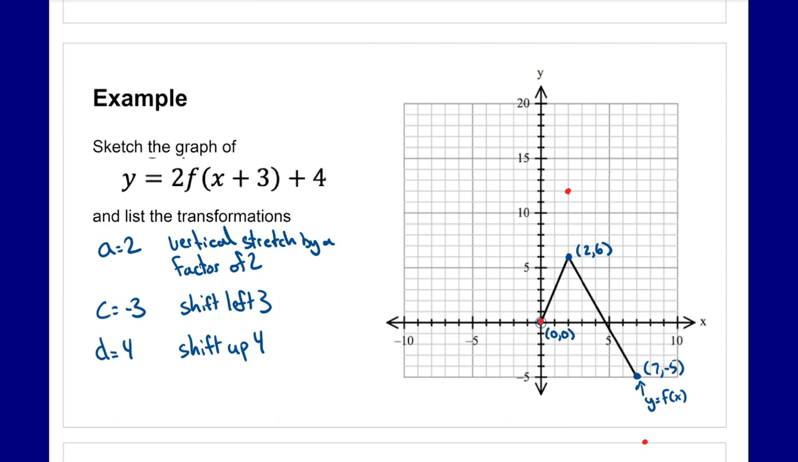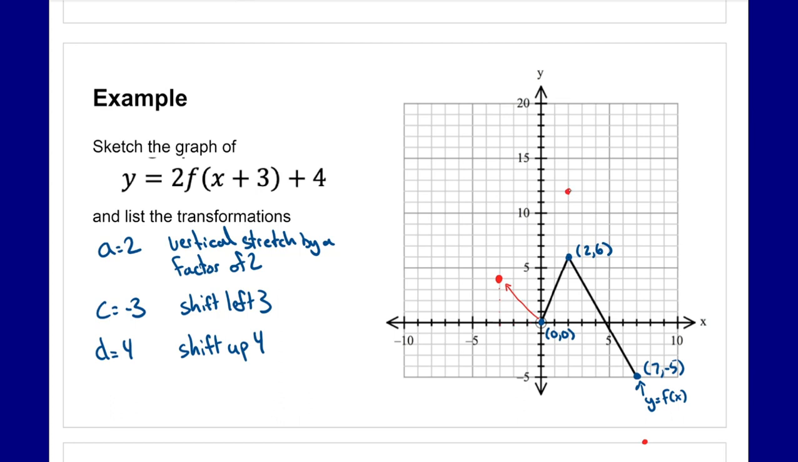However, I'm not done yet with any of my transformations. I still need to apply the horizontal and vertical translations, or shifts. I know that each point now is going to shift left 3 and up 4. So each point I'm going to shift left 3, so 1, 2, 3, and then up 4, 1, 2, 3, 4. So this original point here, after all the transformations, is going to go up to here.